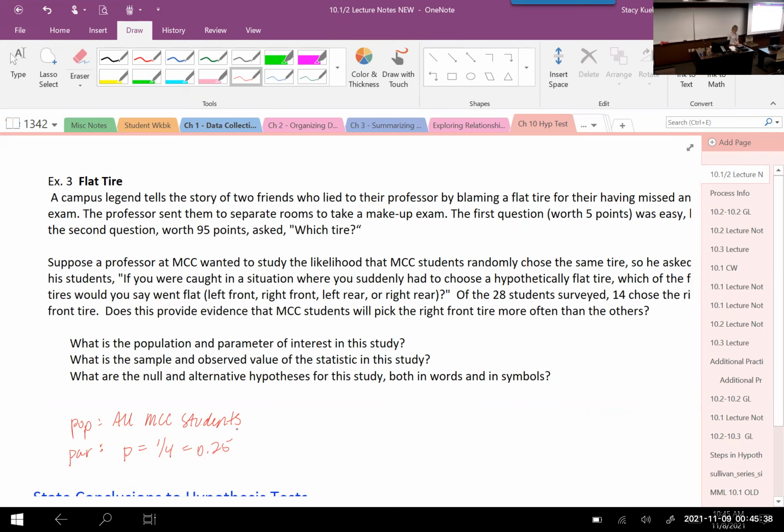What's our sample? Remember, the sample is, who is the sample? Okay, so our sample would be the 28 MCC students. And what is our statistic? Okay, and what variable can I assign that? P hat. All right, so P hat from this sample was 14 out of 28 or 0.5.